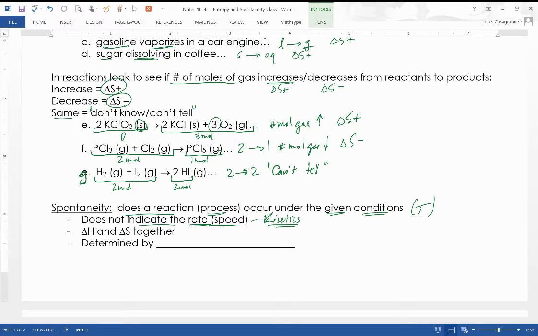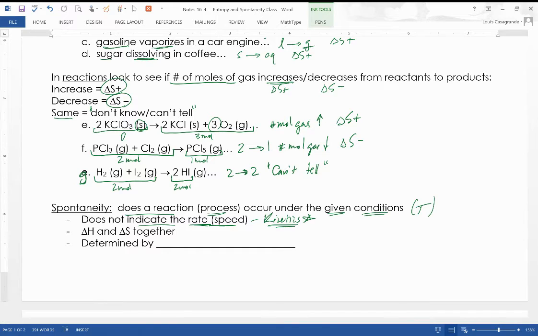For example, a reaction like burning wood. Burning wood is very spontaneous. We'll see why in a moment. So why doesn't your wooden desk or your wooden house just burst into fire? Well, it's because of kinetics that prevent it from going too fast. And we'll see how that works next week.